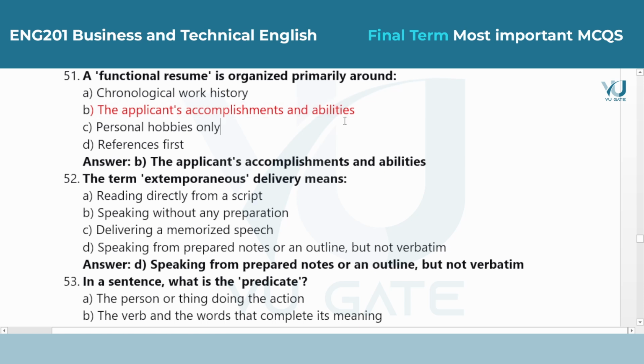51. Question. A functional resume is organized primarily around. Answer. B. The applicant's accomplishments and abilities. Concept. This format is ideal for people who want to highlight their specific skills rather than their timeline of employment.